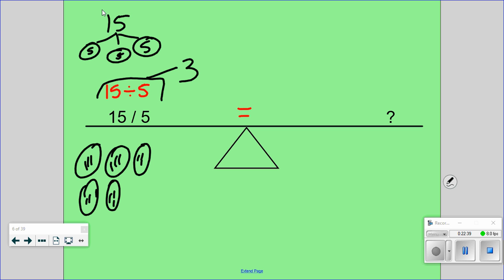That means the other side of my equation has to be equal to 3. What could my question mark be? 3. It could be 3.